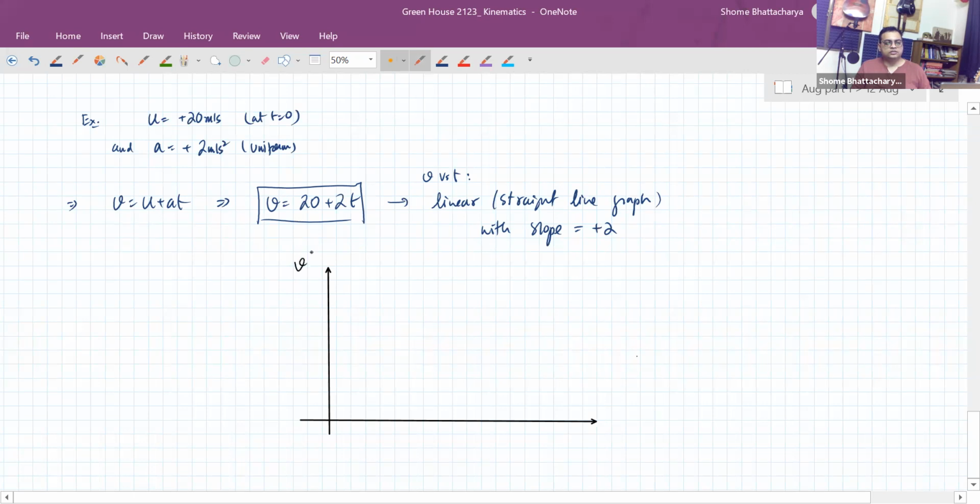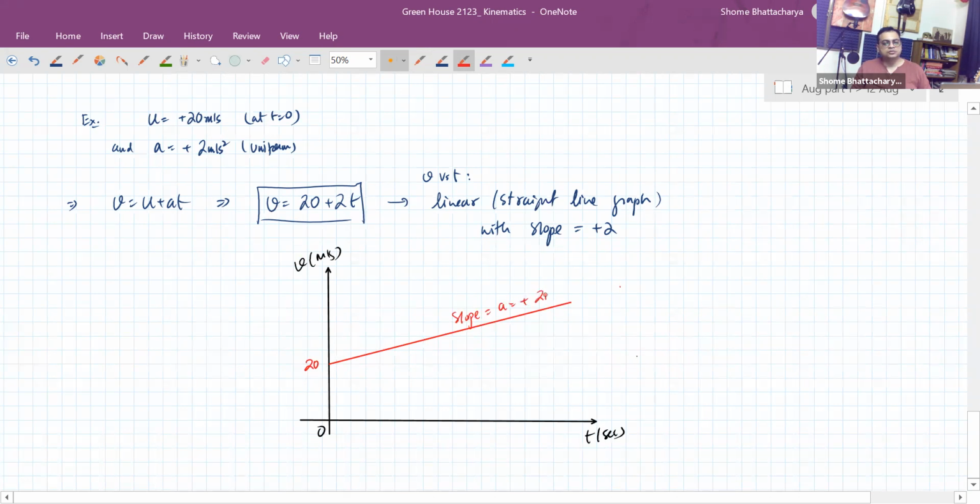Plot velocity in meters per second versus time in seconds. We can see that at t equal to 0, the value of velocity would have been 20 meters per second. But from there onwards, it's increasing. So that's why the slope is positive. It's increasing linearly because it's a linear equation, v equal to u plus at. It's a linear equation. So velocity as a function of time has a slope equal to the acceleration, which is +2.